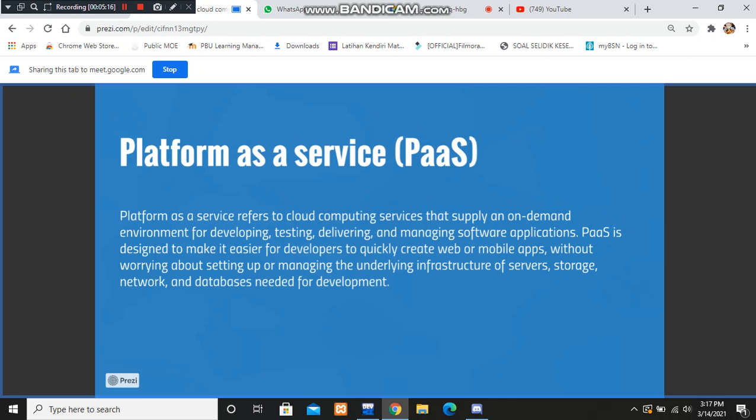Platform as a service, PaaS. Platform as a service refers to cloud computing services that supply an on-demand environment for developing, testing, delivering, and managing software applications. PaaS is designed to make it easier for developers to quickly create web or mobile apps without worrying about setting up or managing the underlying infrastructure of servers, storage, network, and databases needed for development.